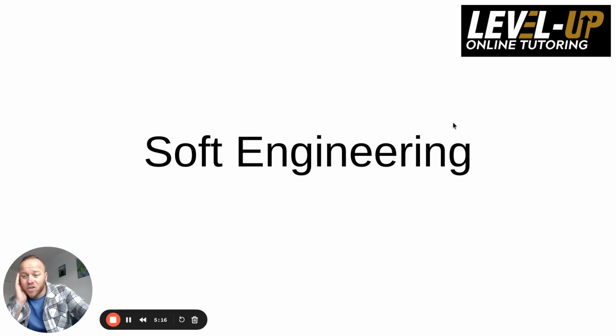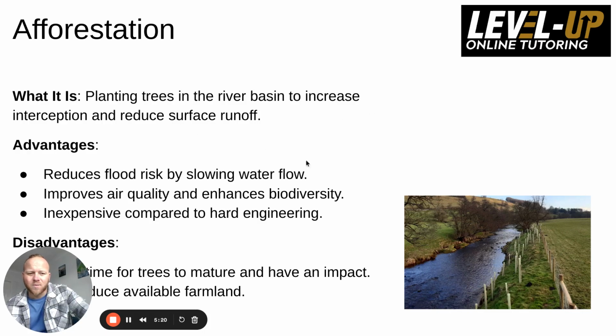On to the soft ones then. Generally, these are going to be cheaper and more sustainable, but maybe not as effective. The first one is this idea of afforestation. You remember we talked about lag time and hydrographs last session. Basically, in theory, if you plant more trees, they can intercept and block more water. That's therefore not as much rainwater going into the river.